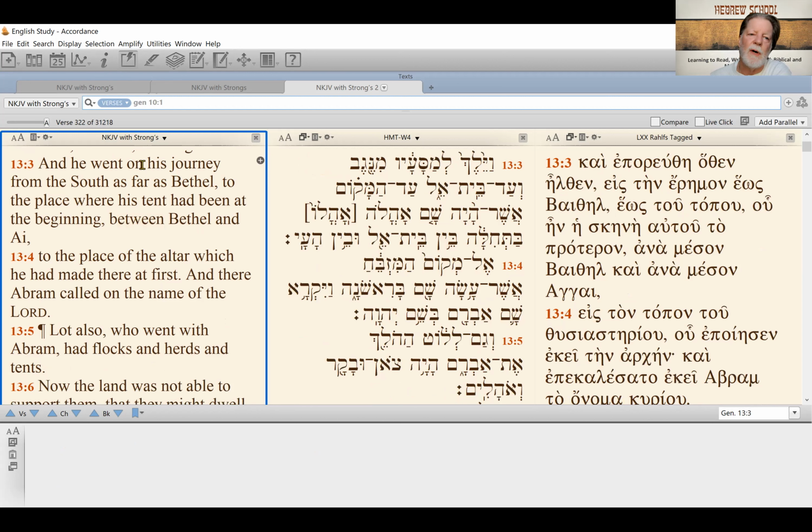So verse 3, and he, Avram, went on his journey from the south as far as Bethel, to the place where his tent had been at the beginning, between Bethel and Ai. So when we looked at the map of Abraham coming south into the promised land, Bethel was the first city. It's up north of Jerusalem, kind of in the middle of the country. And it's the first place that the red line of Abraham's travels passed through. So he went to Bethel.